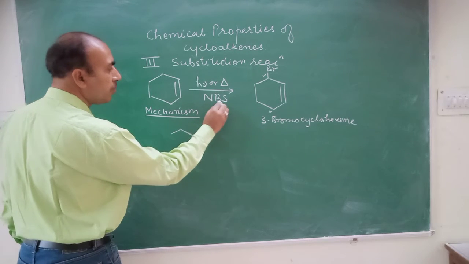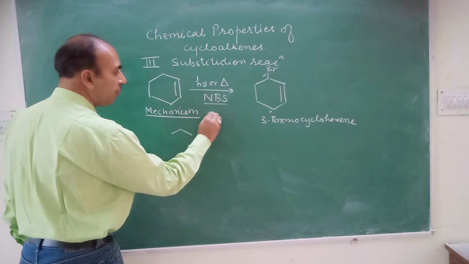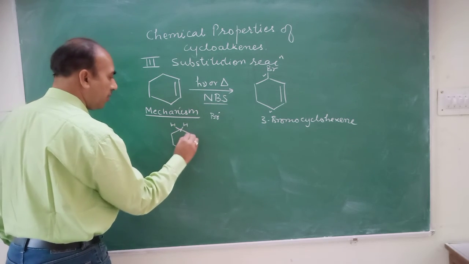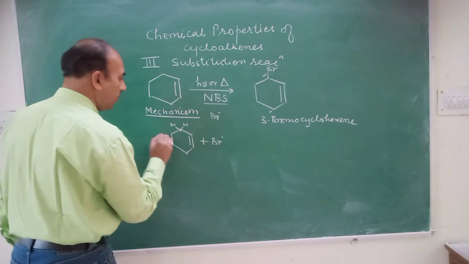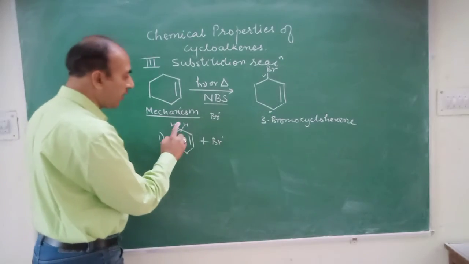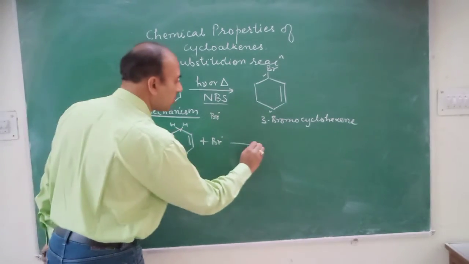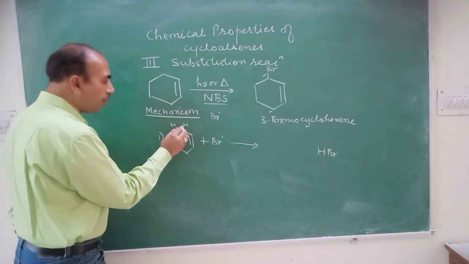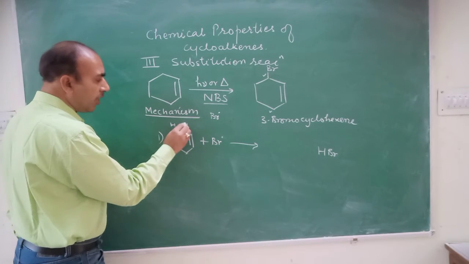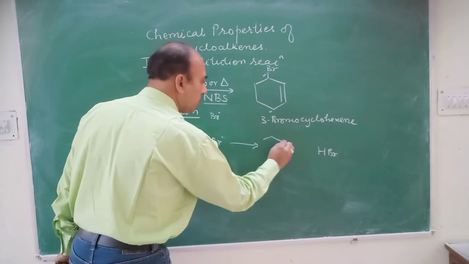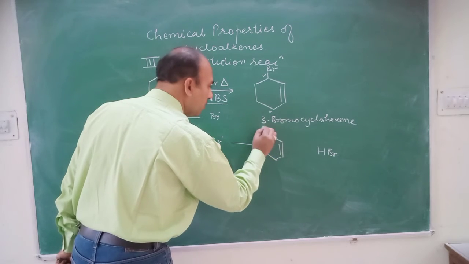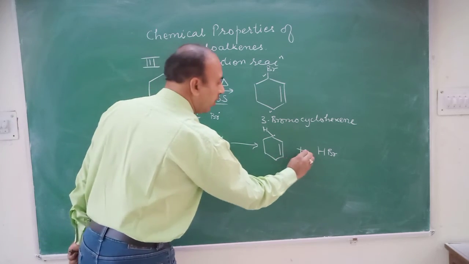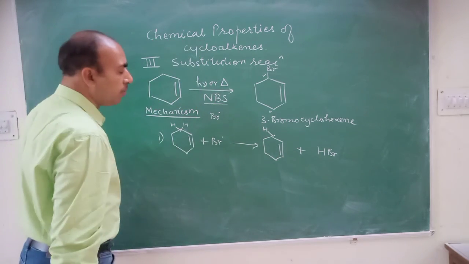A Br free radical is being generated from N-bromosuccinimide. The active free radical generated is the Br free radical. In the first step, this Br free radical will abstract one of the H atoms from this allylic position and will form HBr. There will be a homolytic bond cleavage, giving an H radical and a radical on the cyclohexenyl part also. This is the radical developed here, and the H radical combines with the Br radical to give HBr.